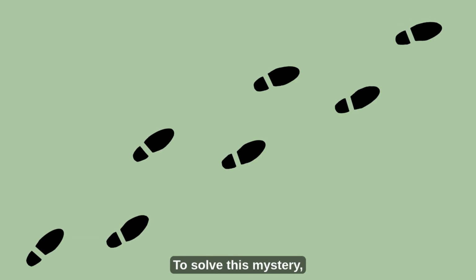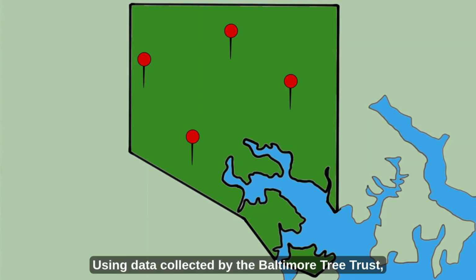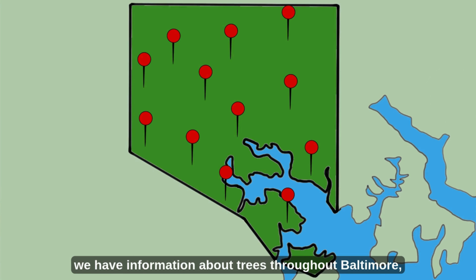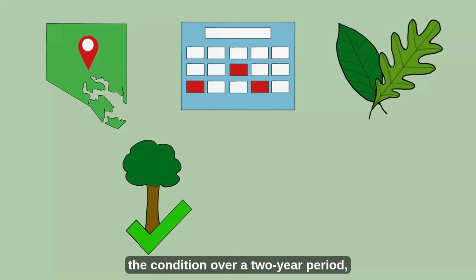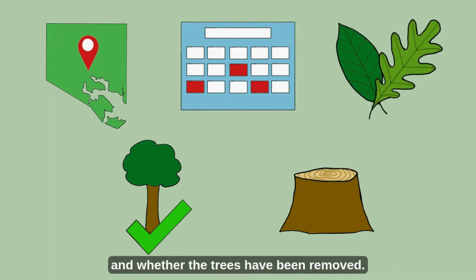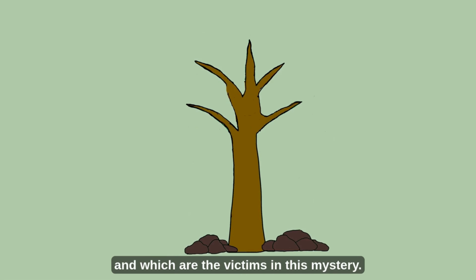To solve this mystery, we first need to gather all of the evidence. Using data collected by the Baltimore Tree Trust, we have information about trees throughout Baltimore, including where they were planted, when they were planted, the species, the condition over a 2-year period, and whether the trees have been removed. We can then determine which trees are alive and which are the victims in this mystery.